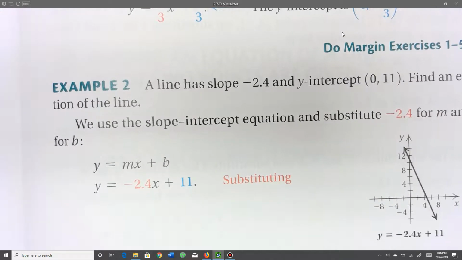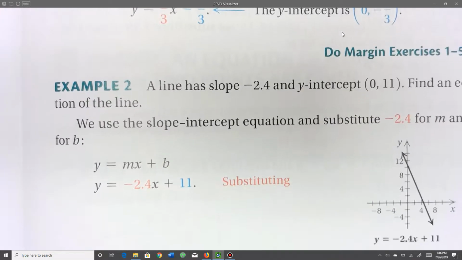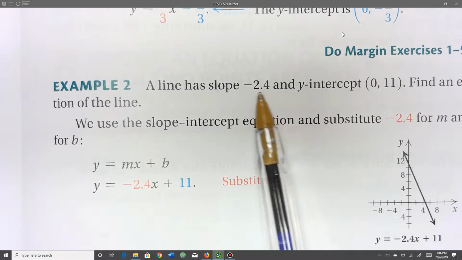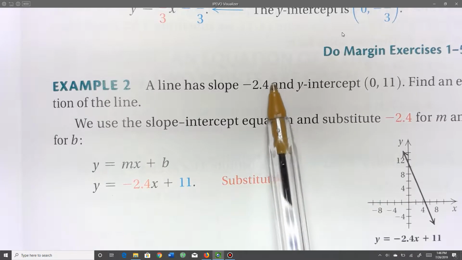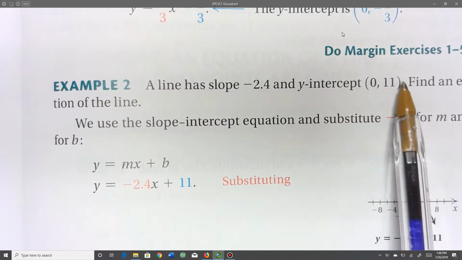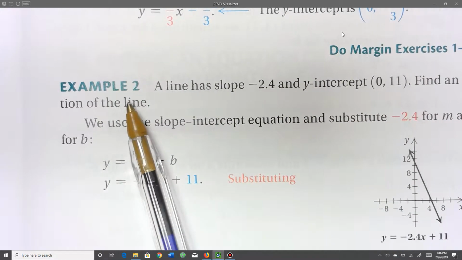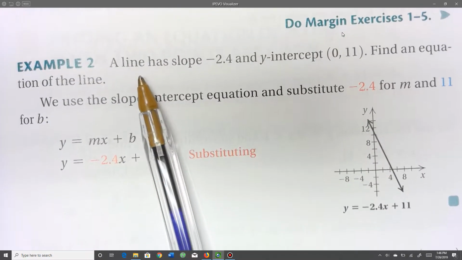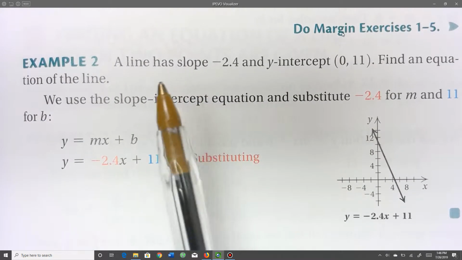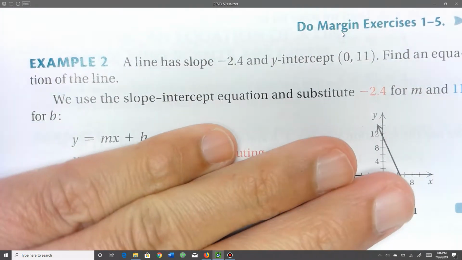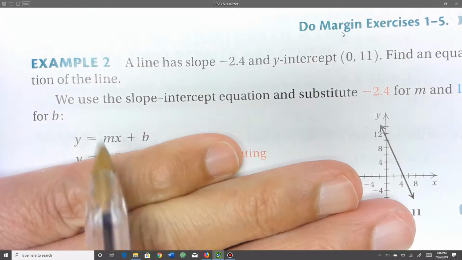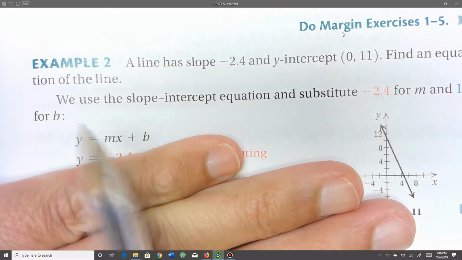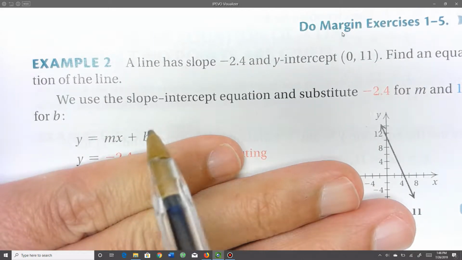And then, a line has a slope of -2.4 and y-intercept 0.11. Find an equation of the line. See, now they're asking us to find an equation of the line. Again, we need to remember that it is very likely that our equation is going to look like this, like a slope intercept equation.